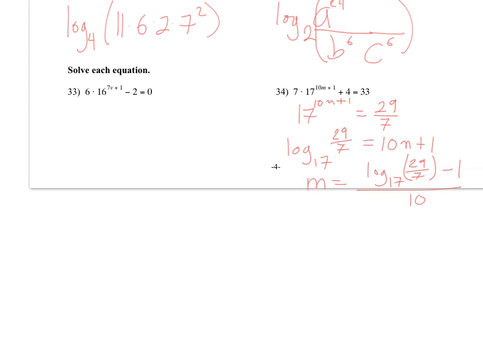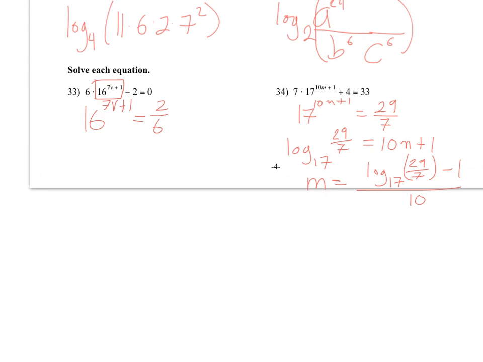Moving on to solving some equations. There are a few different types of equations you have to know how to solve. The first type is going to be an exponential that can't be solved without logs. So I might start by adding 2 to both sides and dividing by 6 to get the exponential expression by itself. 16 to the 7v plus 1 is equal to 2 over 6.